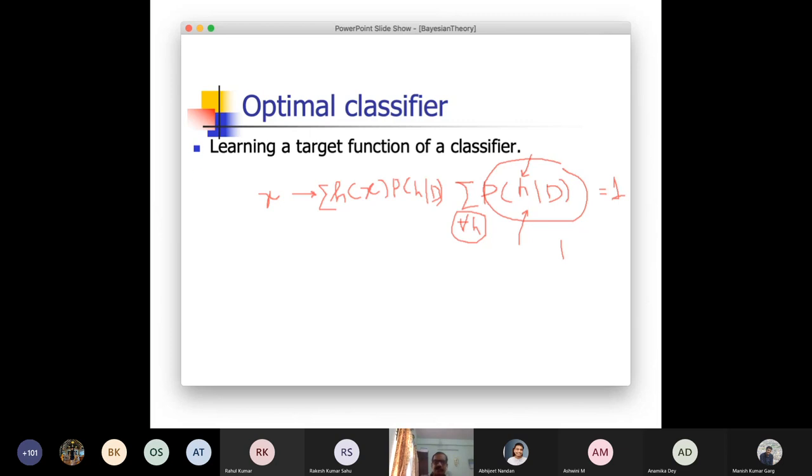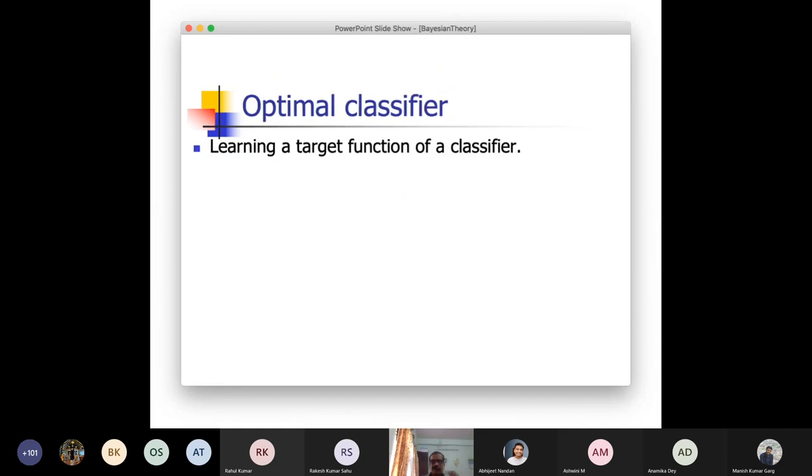Can we prove this theorem by Bayes theorem? Can we prove that fact by Bayes theorem also? Yes, that would be coming. The summation and the optimality criteria will be coming from Bayes theorem itself.